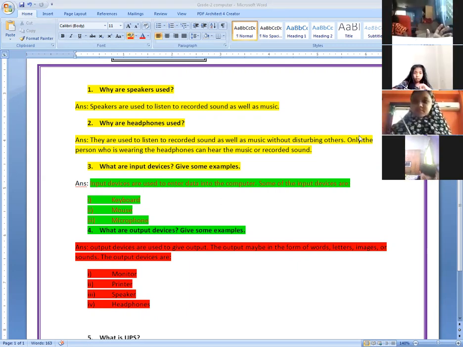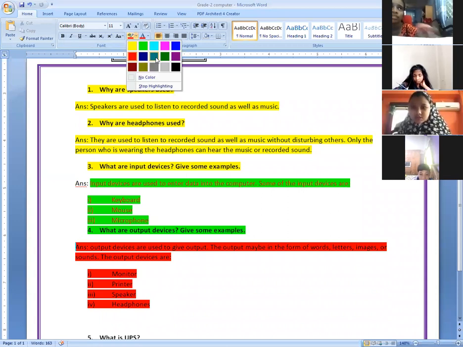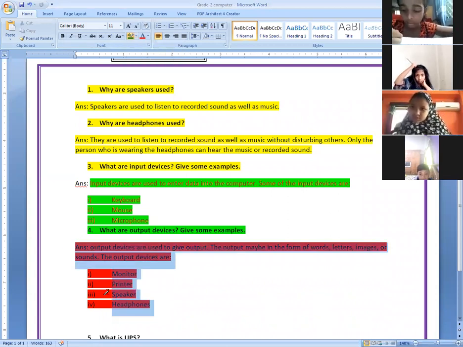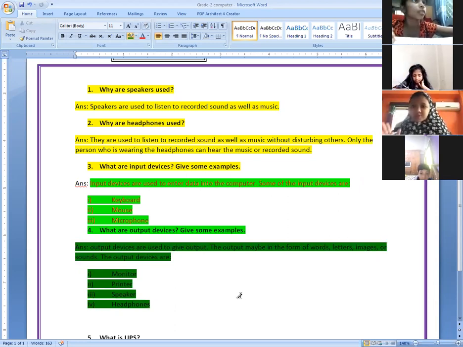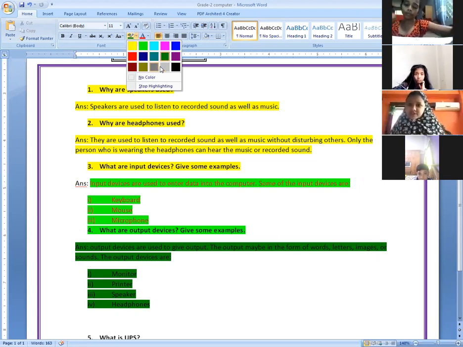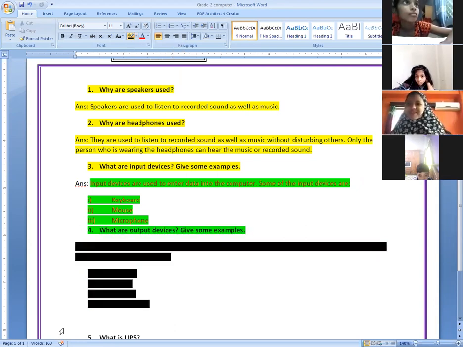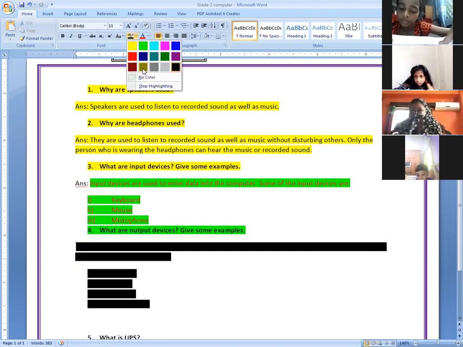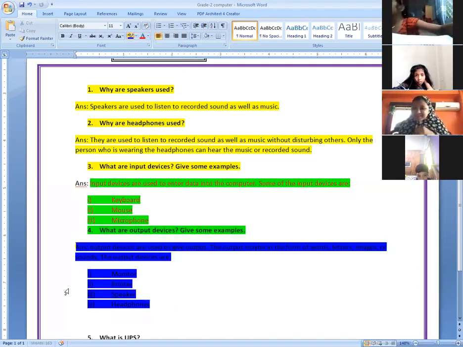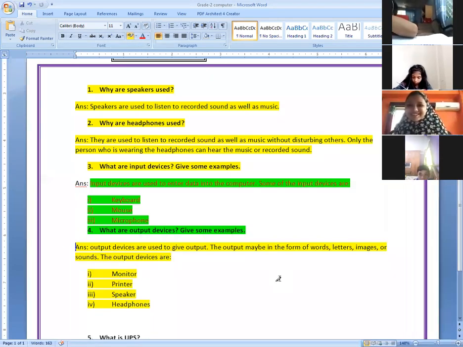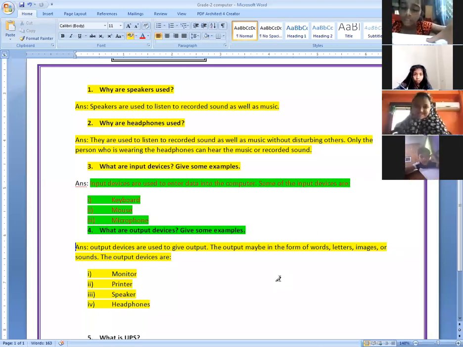Sir, give some light color. I cannot see the answer. Yes, it is so dark. Okay. Now, I think you can see. No, more light. You can give yellow color, or light green. If I give this, can you see? Sir, I have done number 4. Okay, I'm giving a better color. This is a lighter color. Oh, sir, now give yellow color. Yes. Okay. This is good for writing.